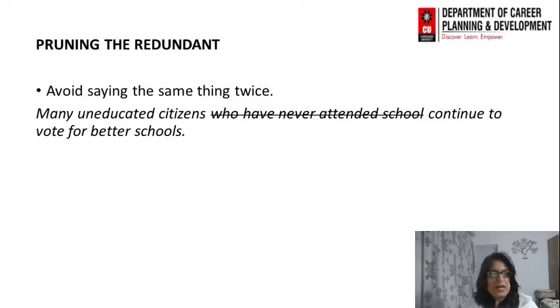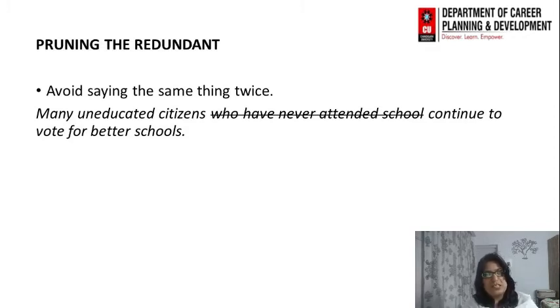Now let's have a look at pruning the redundancy. What is redundancy? Redundancy is basically repetitiveness. Avoid saying the same thing twice. For example, many uneducated citizens who have never attended school continue to work for better schools.